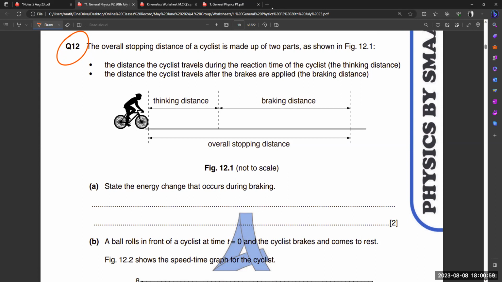It goes from kinetic energy to thermal energy, because the brakes produce heat. When the cyclist applies the brake, the temperature of the tire increases, right? So that is also included in the energy change. Isn't that a negligible amount, a very tiny amount? Yes, it is not completely converted into that, but this is only the general concept.